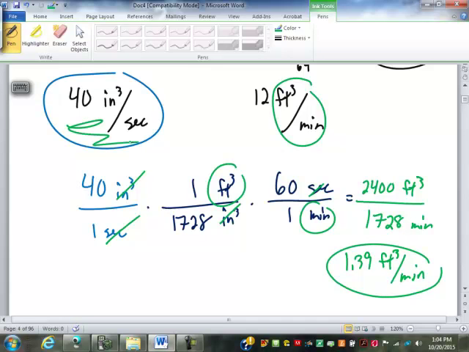So 40 cubic inches a second sounds like a lot of water. It's not. Most of the sump pumps you use for a job site are between 9 and 20 CFM, cubic feet per minute. So yeah, that's slow.